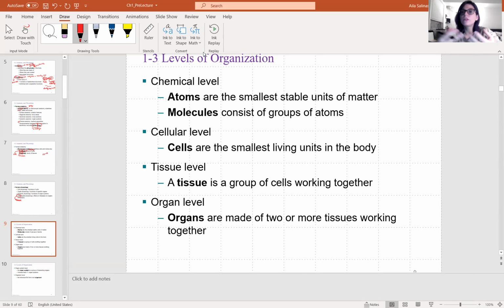Several tissues make up an organ. Organs are made of one or more tissues. Tissues are groups of cells. So we can have two different groups of cells getting together, making up two or more tissues that together will make up an organ, like our heart, our lungs, our intestines. They are groups of tissues.